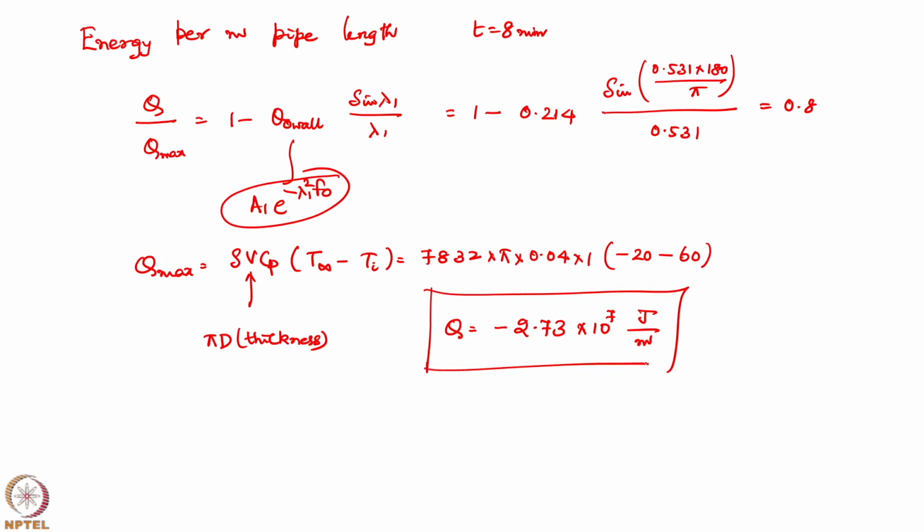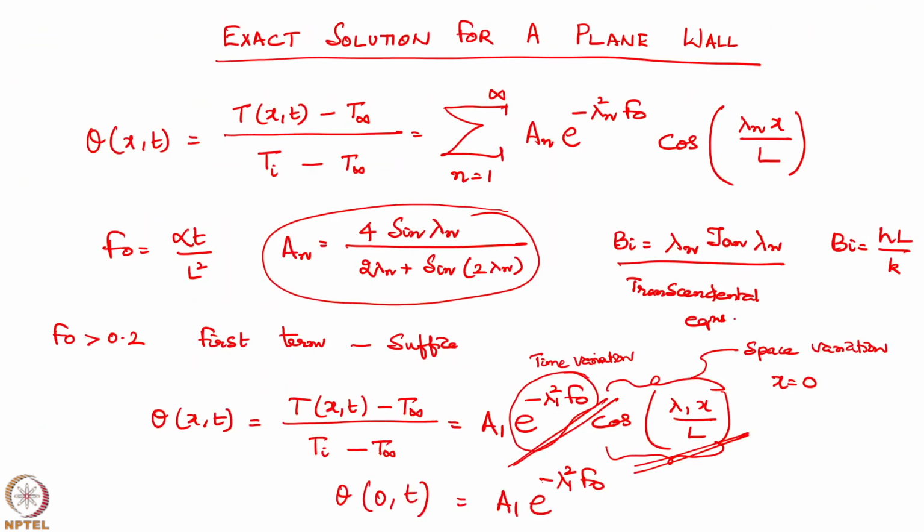So, we solved the plane wall problem, and we are now conversant with this solution that we have adapted. So, this was the exact solution for the plane wall. Now, let us see how it translates when we do it for the cylinder and also for the sphere. So, how does it look?